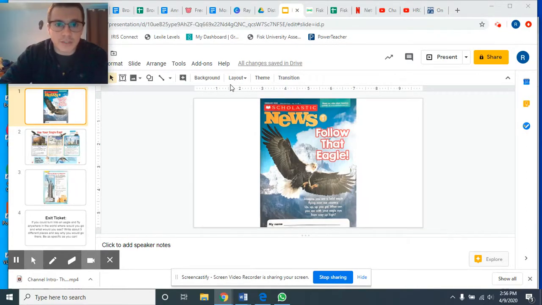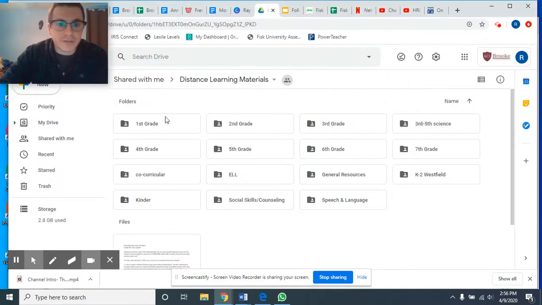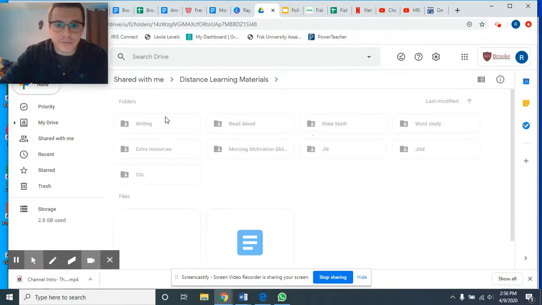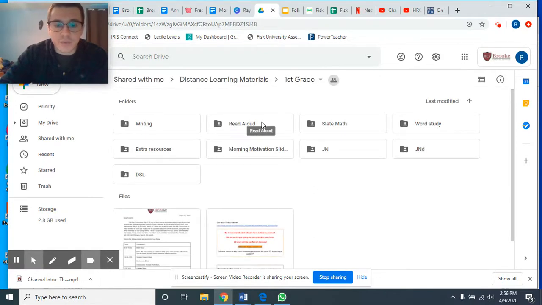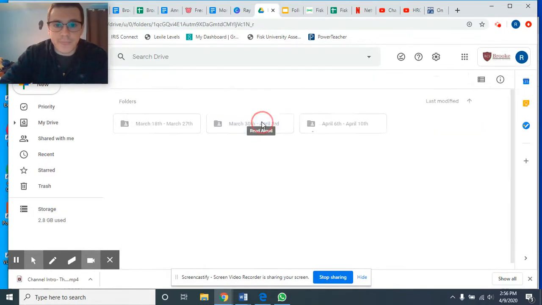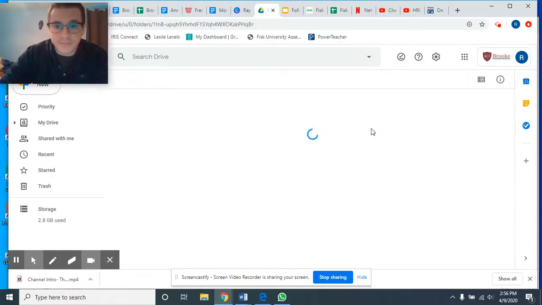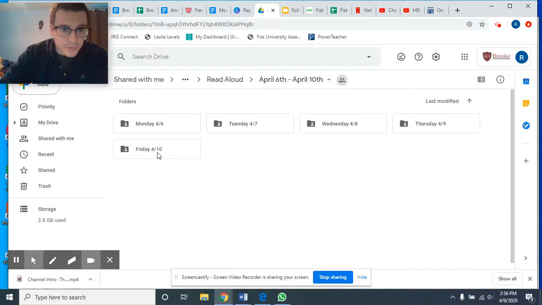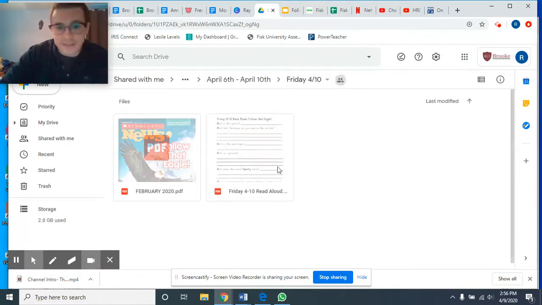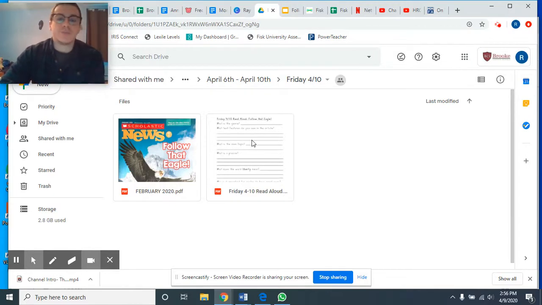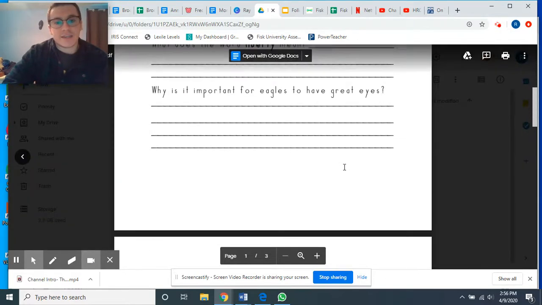So, if you are looking to print out your materials, you're going to go to the Distance Learning Materials folder, go to first grade, go to Read Aloud, then go to this week, April 6th to April 10th. And then we go to Friday, April 10th, because that is today's date. And you will find the article that we're going to read today, as well as the sheet that we'll fill out while we are reading the article, as well as the exit ticket on the back.